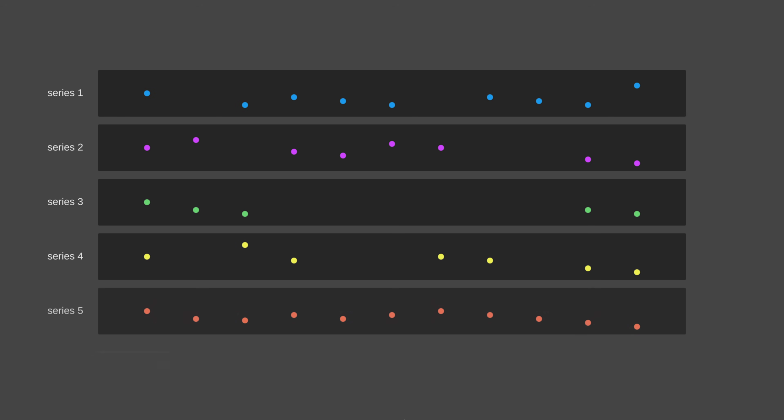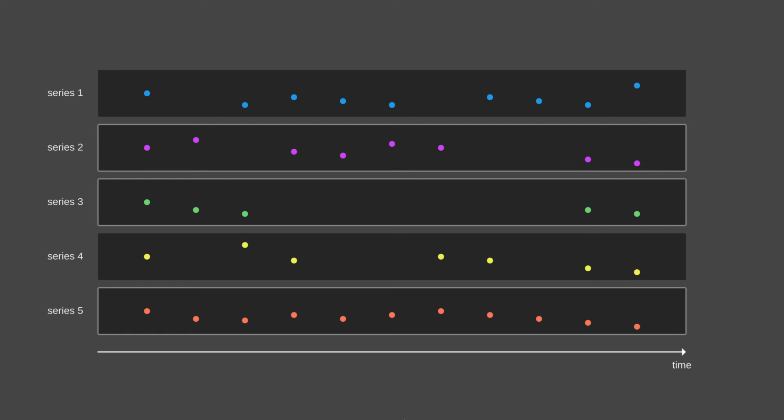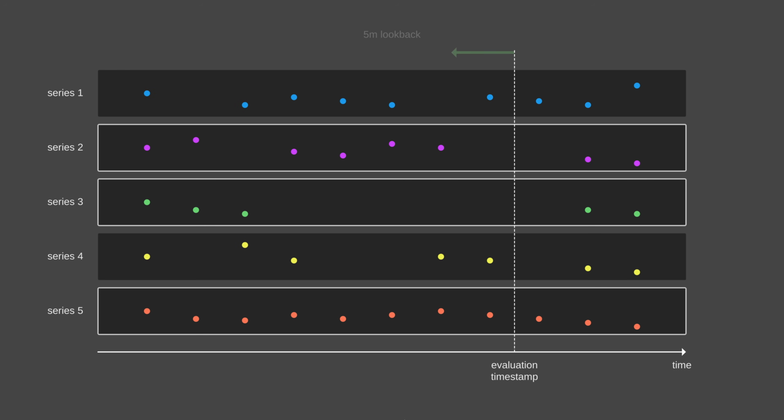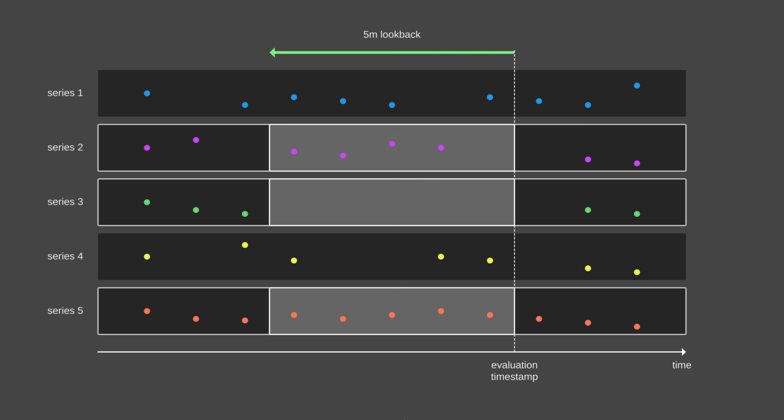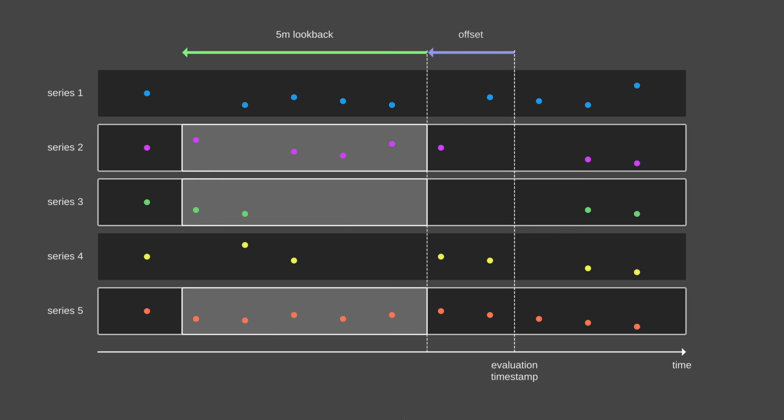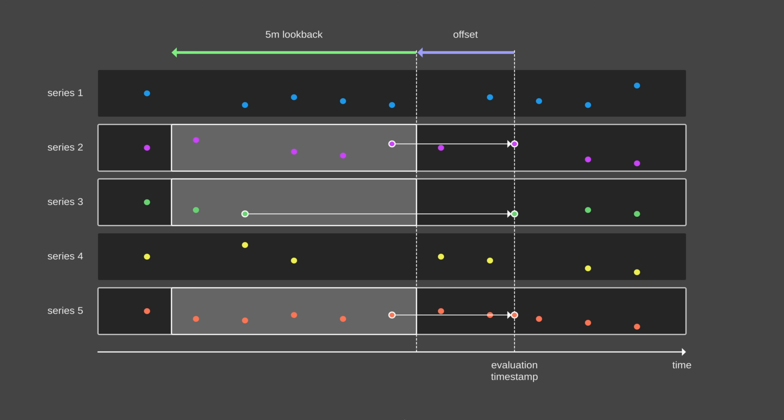Let's visualize this to understand it better. First, we match our series again, but instead of the 5-minute lookback delta applying relative to the query evaluation timestamp, it now gets time shifted to the past by the specified amount. We then still select the latest sample within that offsetted window and make it the output sample, again aligned at the end at the overall evaluation timestamp.